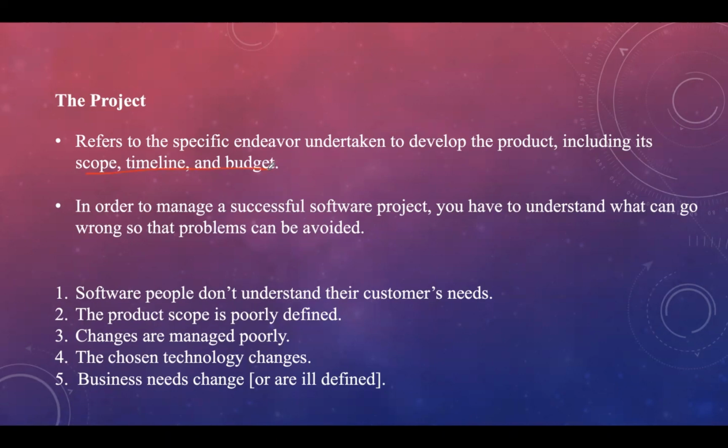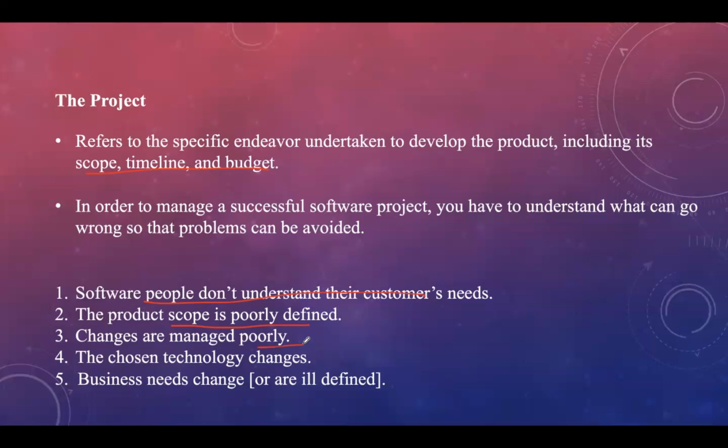Ten signs that indicate a project is in danger are: first thing is, software people don't understand their customer's needs. Here, software people, or the developers, should understand what exactly the customer is asking for. Otherwise, if they develop something else instead of what the customer is asking for, then at the end the customer may not accept the project. Product scope is poorly defined. If the scope of the product is not defined properly, then also issues arise.